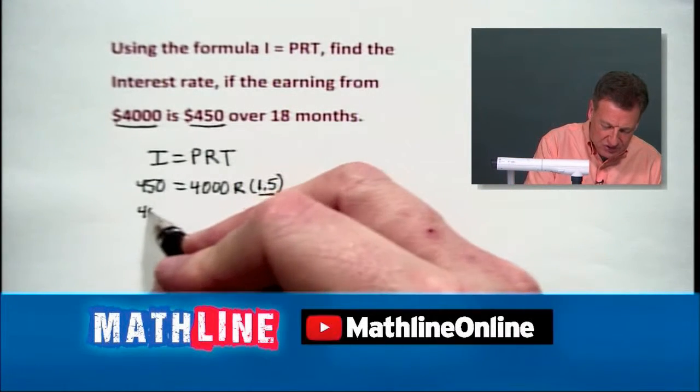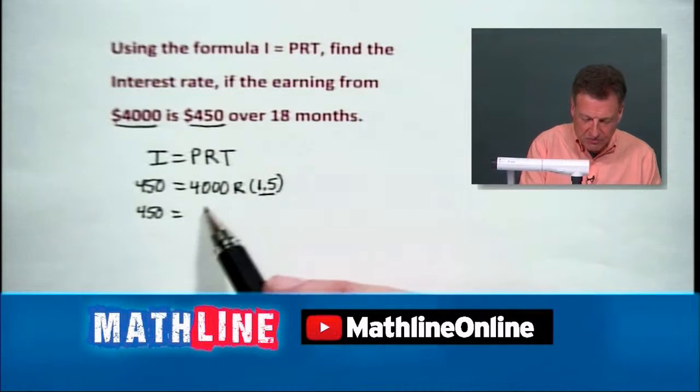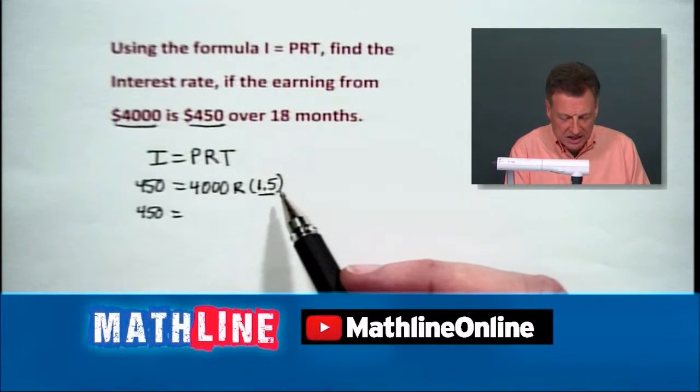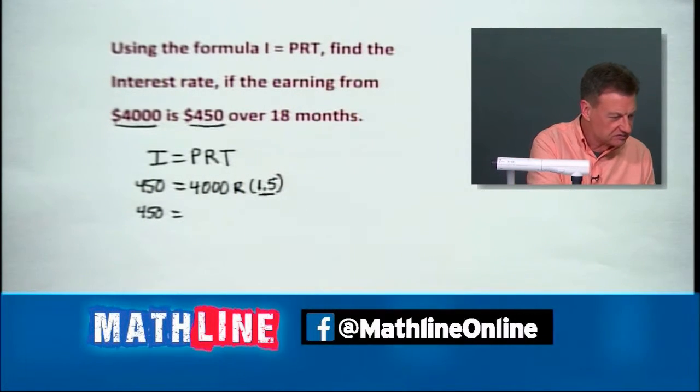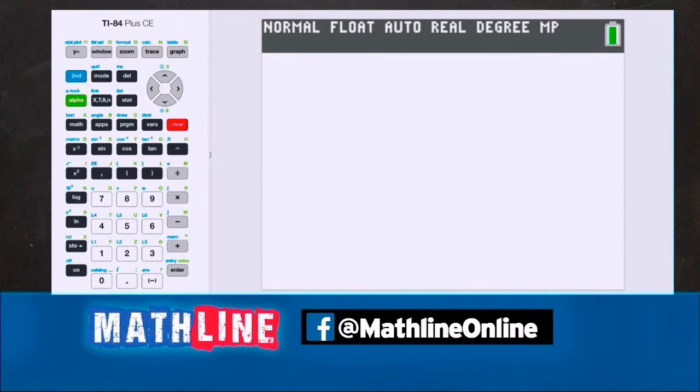Now, let's see what happens when we simplify this stuff a good bit here. Let's go ahead and multiply 4,000 and 1.5. I'm hoping it's going to get us 6,000. We're going to find out here in a minute.